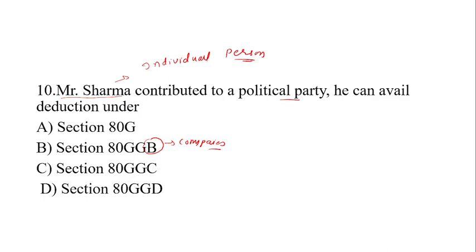So I said that both are different. Option C is the correct answer, because section 80GGC is for an individual person. If he were talking about a company, then option B would be the correct answer.